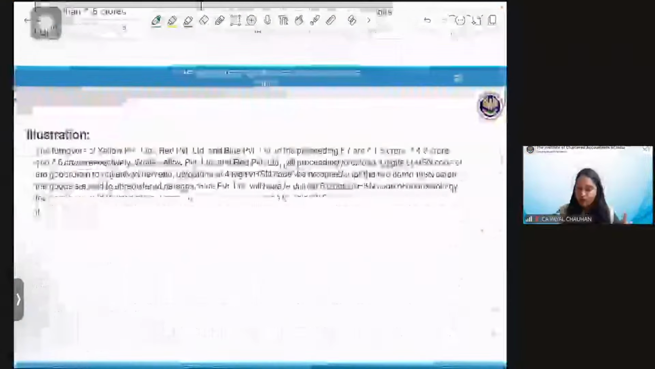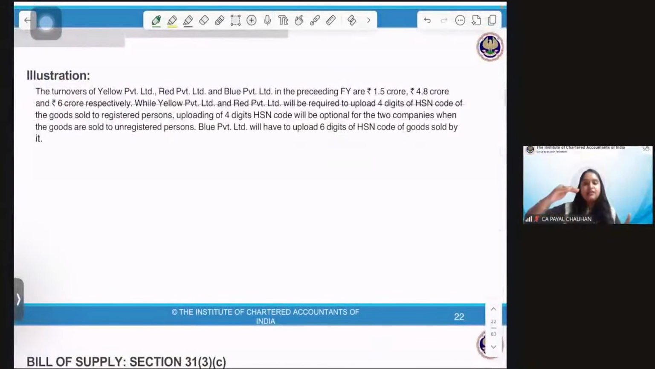Perfect. My question to you: my aggregate turnover in the preceding financial year is 0.5 crore. How many digits? Neither less, neither more.